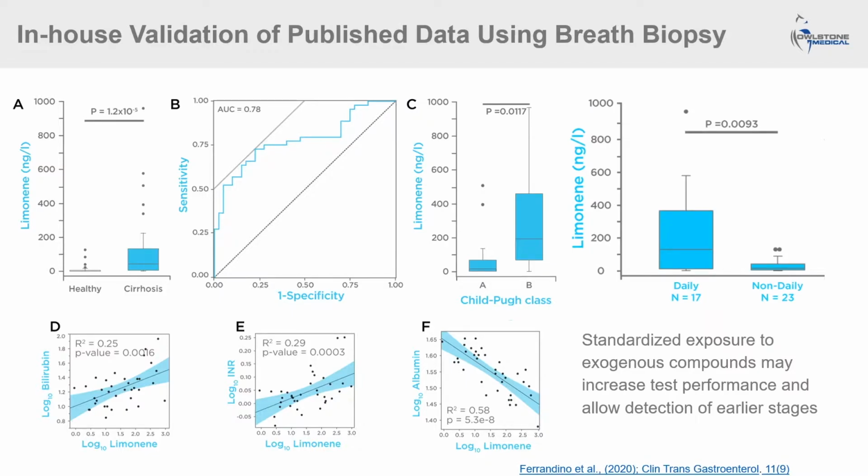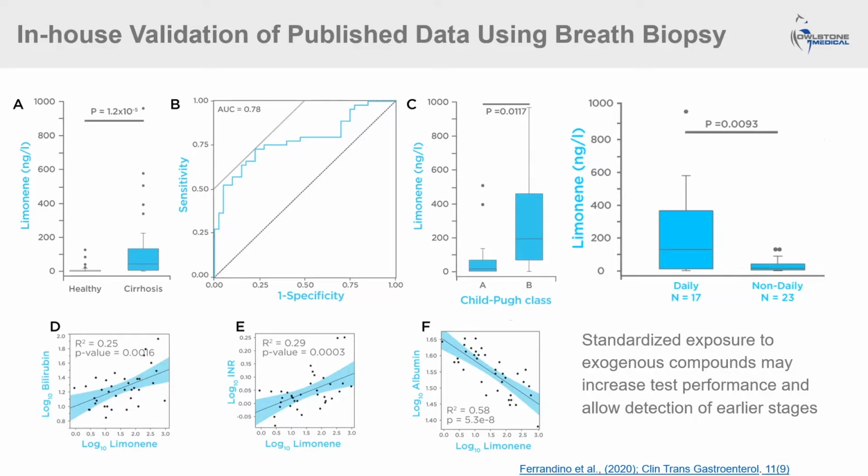Another important piece of information that we have learned is that the amount of limonene in the breath of subjects with cirrhosis depends not only on the severity of the disease, but also on how much the subjects are exposed to limonene. Now, this compound is abundant in orange juice, and we did a crude estimation asking the subjects how often they were drinking orange juice. And we found that those drinking it daily had higher levels of limonene in breath compared to those drinking it less frequently.